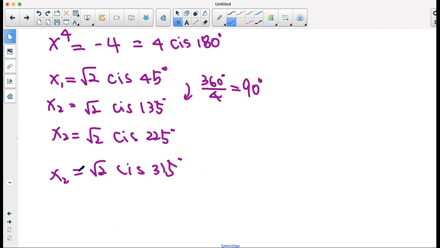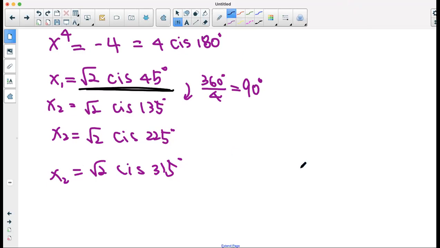How about that, guys? Are you guys good so far? And then these angles are quite nice because they're all 45 degrees. That's the angle right between each quadrant. It's quadrantal angles, essentially.